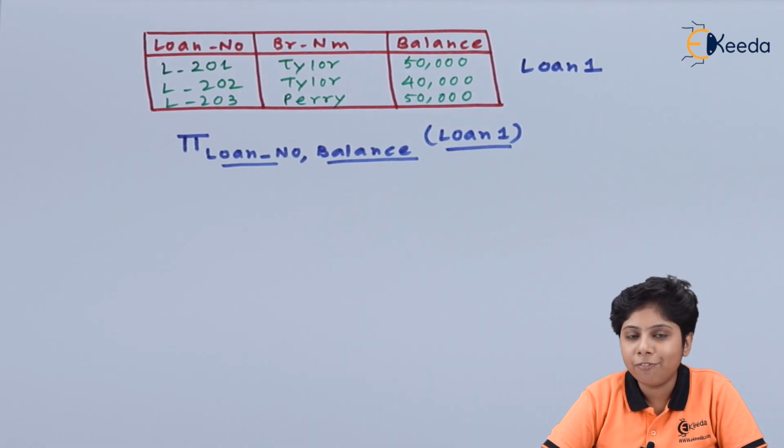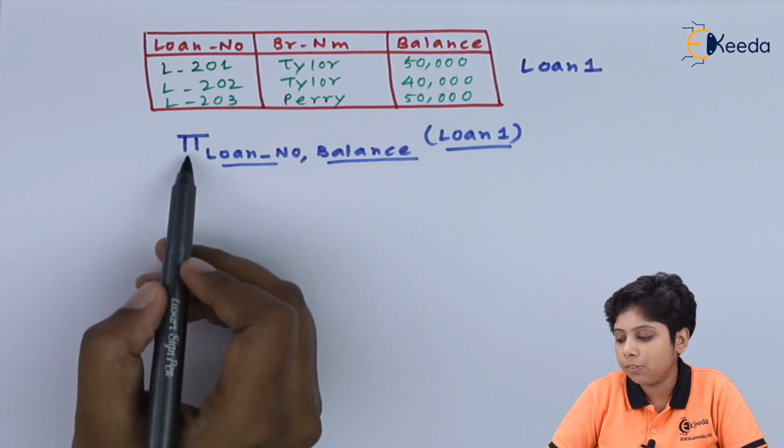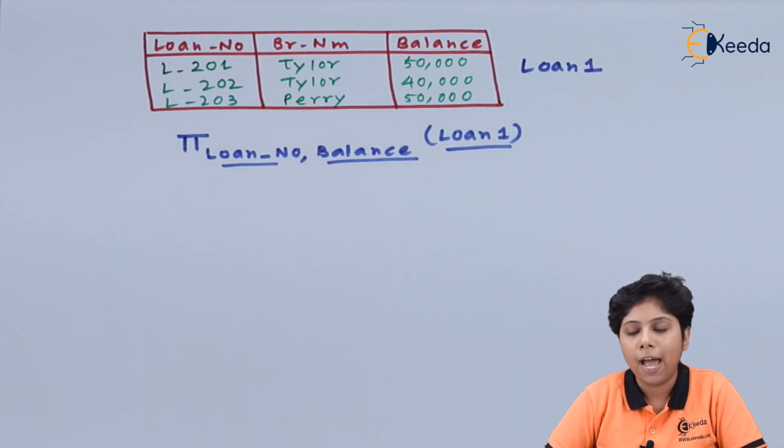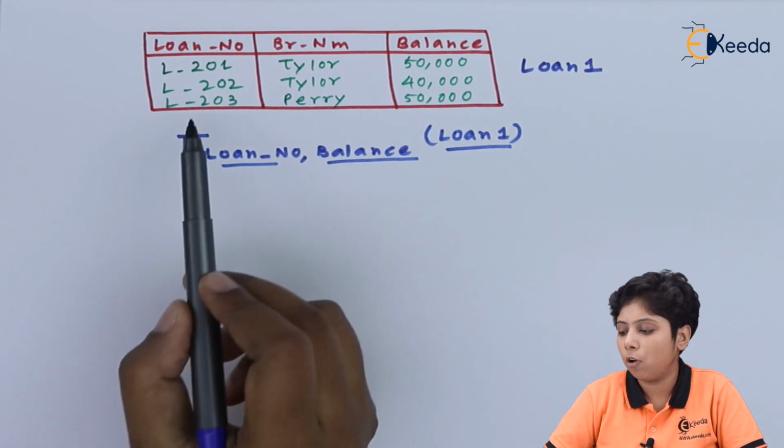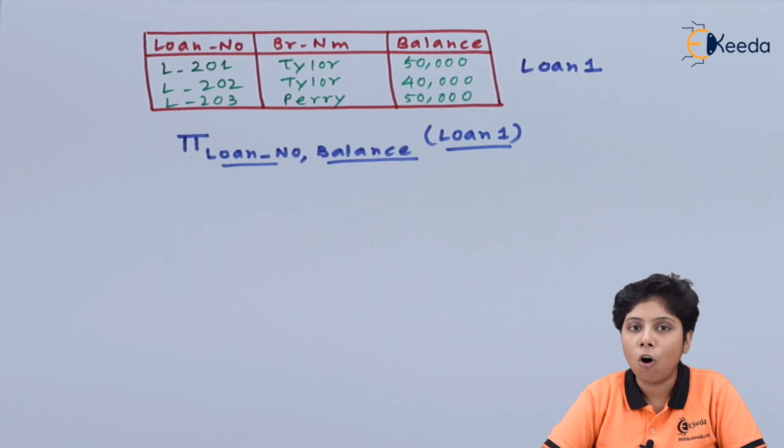So for projection, we are using again the Greek letter pi. Pi is followed by the attribute name, and then braces start and are enclosed with the relation name. Now, suppose, as in the example I mentioned earlier, I want to fetch the details of loan number and balance of the person who has an account in the branch teller.